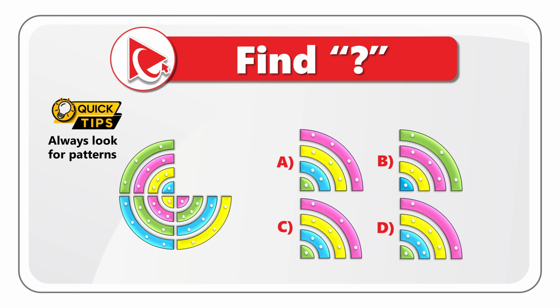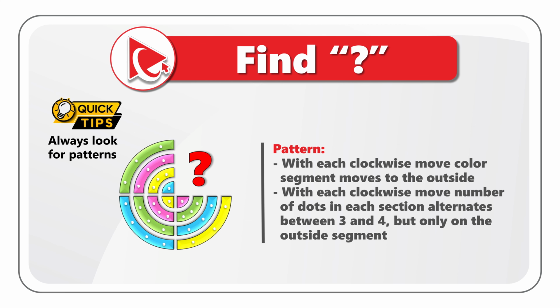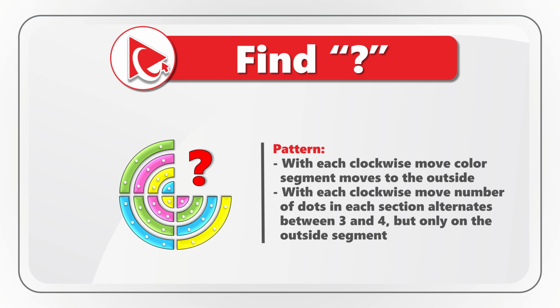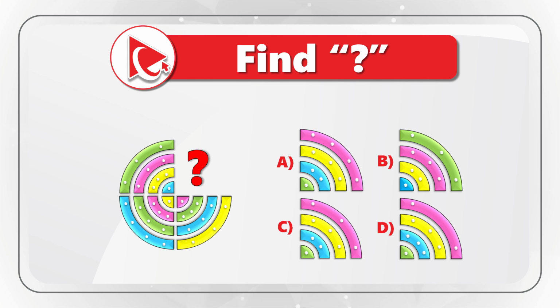If you're a frequent visitor to this channel, which you probably are, you are well aware that to solve these types of challenges, you need to understand the pattern. And the pattern here is that with each clockwise move, the color segment moves to the outside. Let's look at the example. For the 3 segments that we see on the screen, let's assign the clock values. For example, we will have 5 o'clock, 7 o'clock, and 10 o'clock sections.